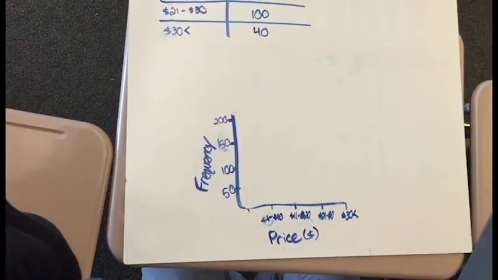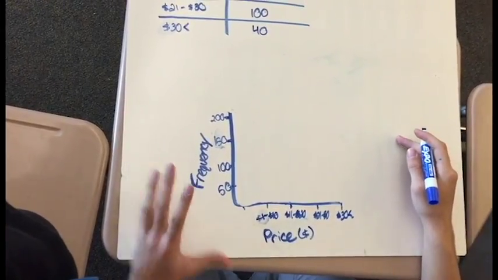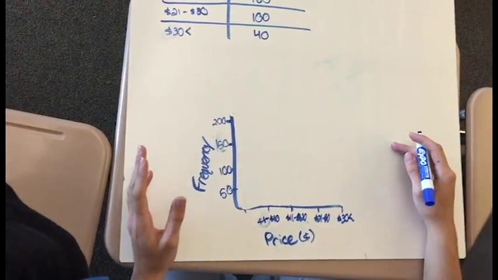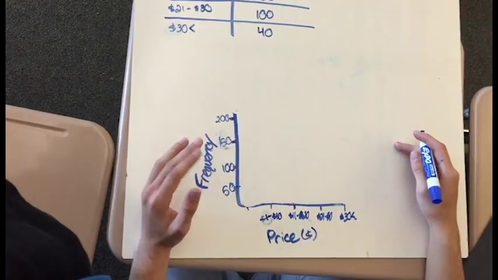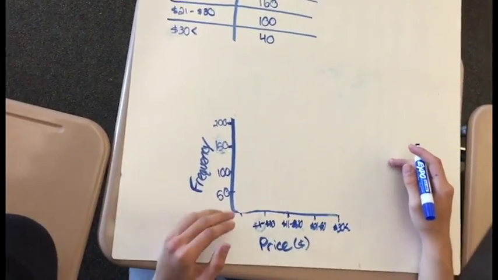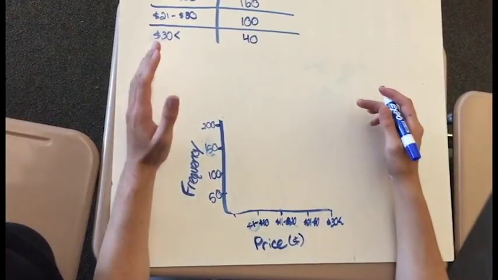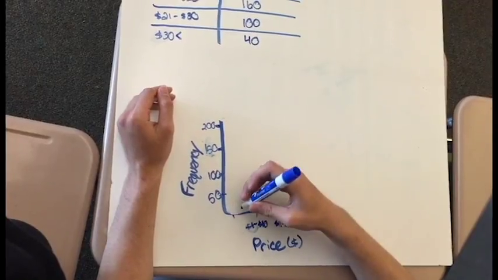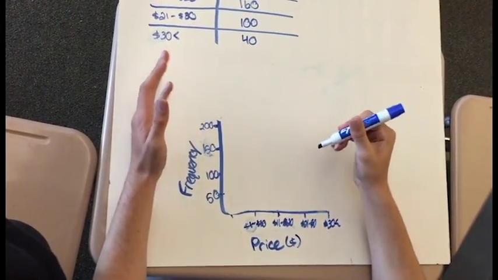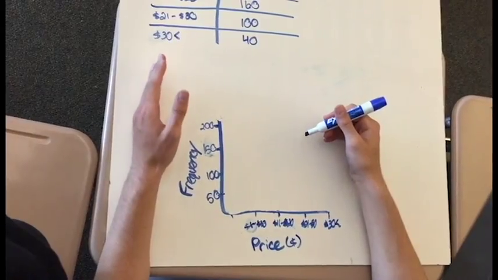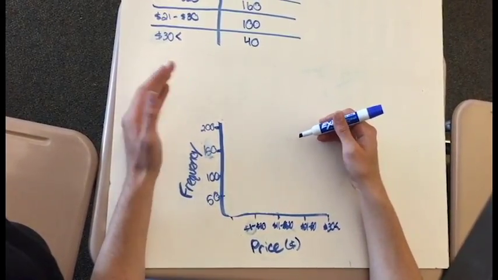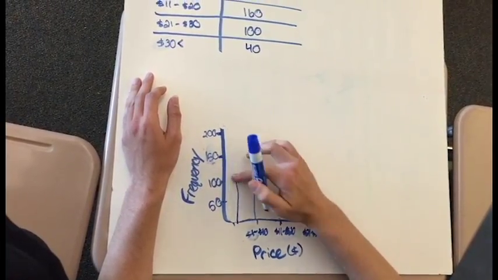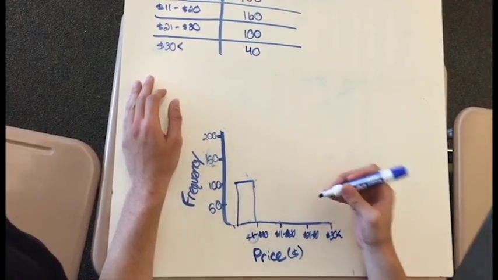Alright, so now that we've got our scales and our labels, we can now make our histogram. The bars on the histogram represent where the frequency is, kind of like an easier way to understand the frequency. So, for $1 to $10, we're going to use the data from our table, which is 100, the frequency of books sold. $1 to $10 goes up to 100, so we're going to go up to here. Draw the bar there. Try to make it as in line as you can with the 100.